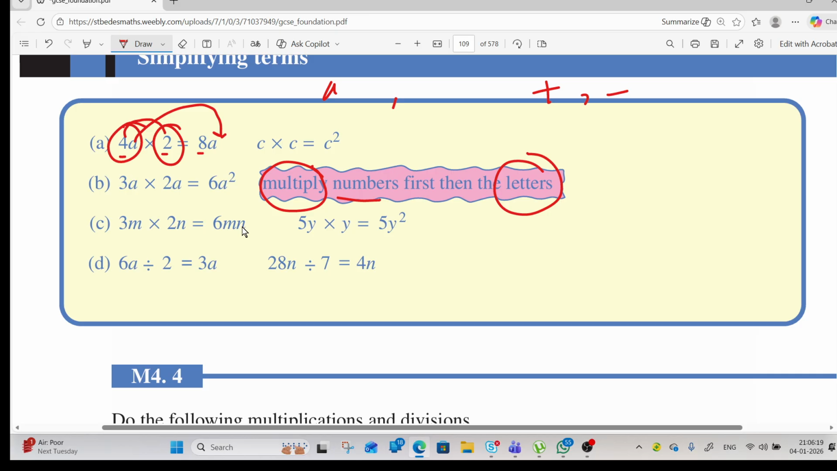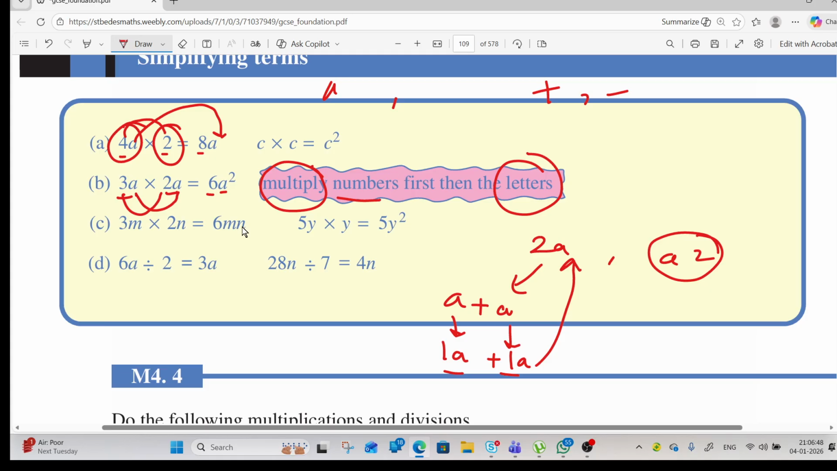For example, 3a times 2a. So 3 times 2, we multiply these two, we get 6. A times a is a square, right? Now the difference between 2a and a square, because students get confused here, let me explain. If I have a plus a, as I told you, a means 1a. This a also means 1a. So if I add 1a and 1a, I will get 2a, right? But if I multiply a with another a, a times a is a square. And a plus a is 2a. Clear?